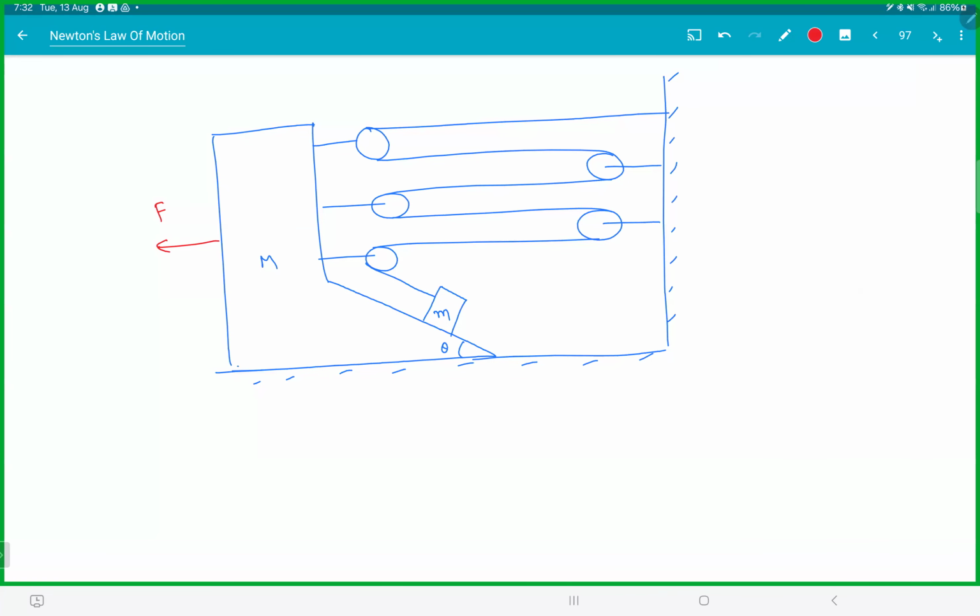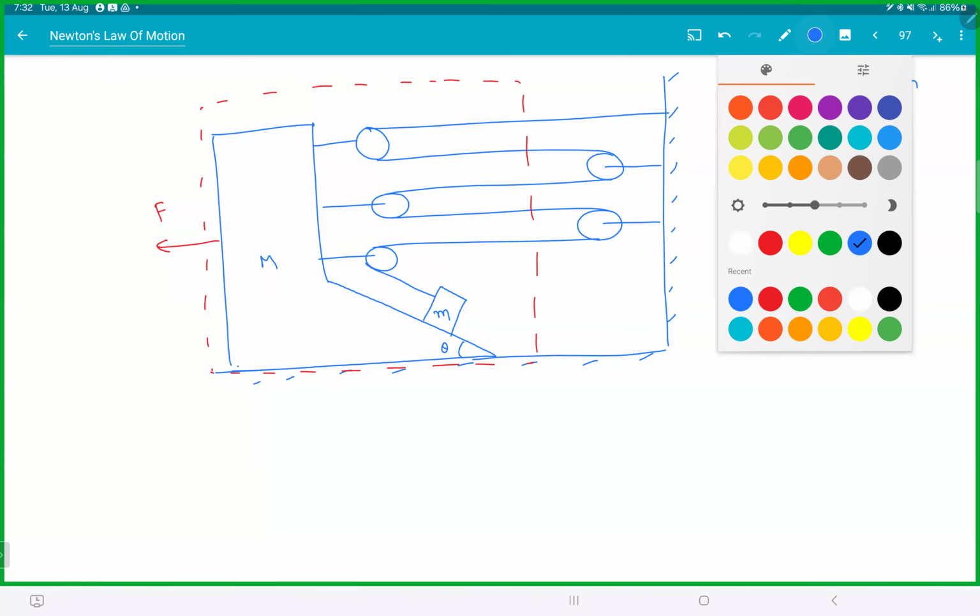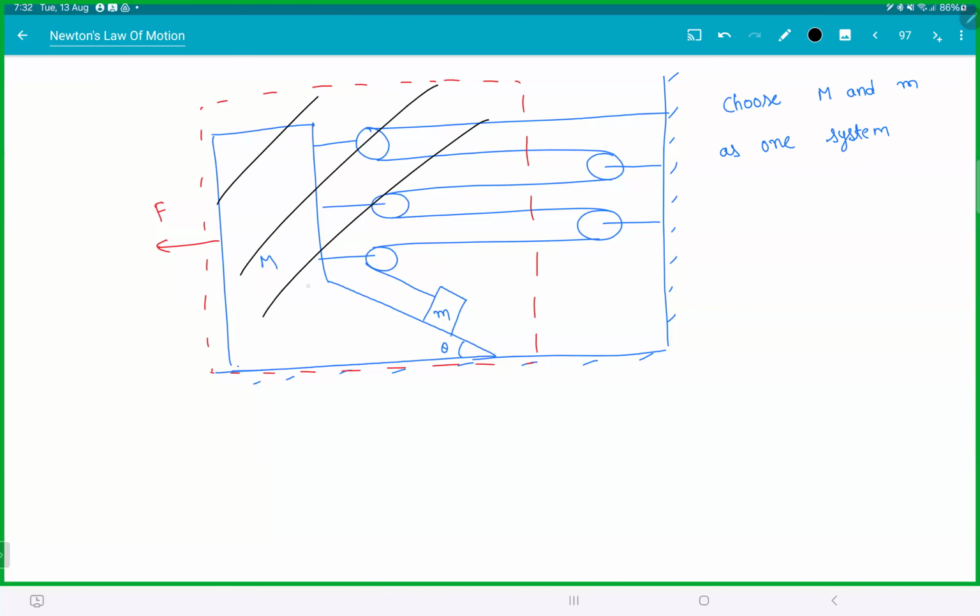Now, what I will do here, my system, I will take both of them as one system. You getting? I'll show you what happens if you take them separately also. Choose M and small m as one system. The advantage is that whatever the forces between them, everything will cancel out. Just think of it like putting a black cloth on this and closing everything. You don't know what is there inside.